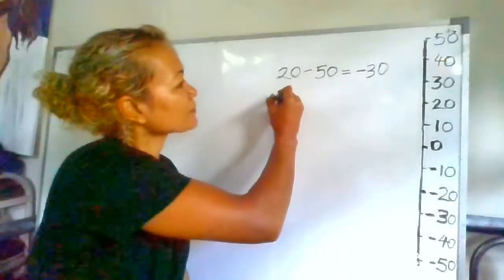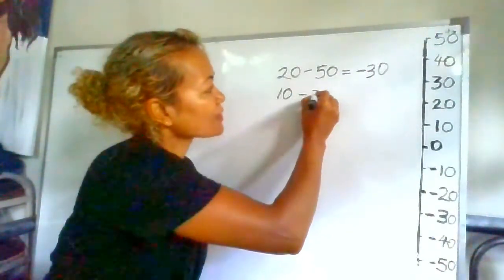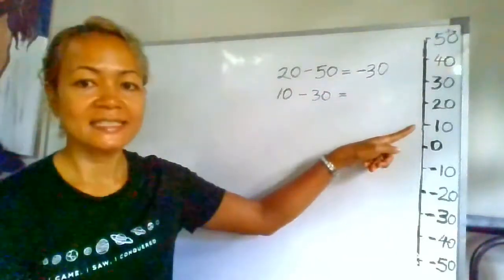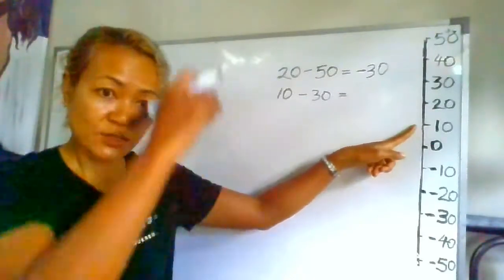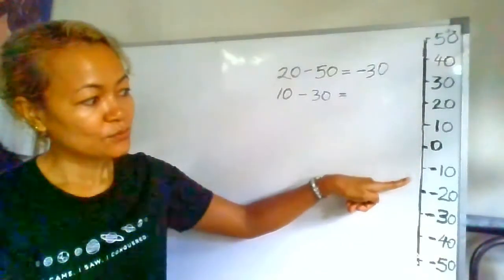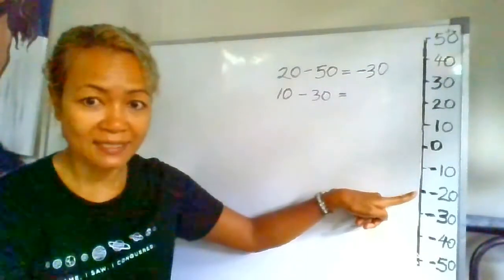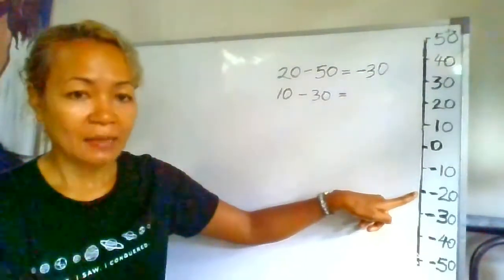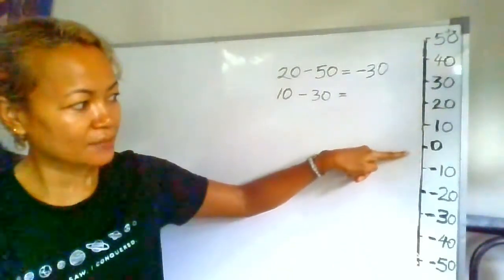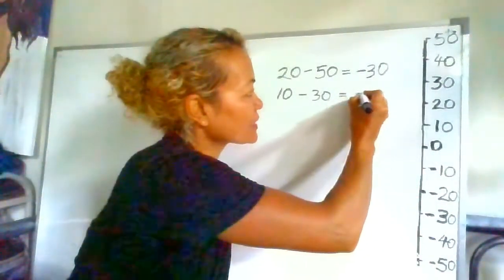Say 10 minus 30 equals. Start point is 10, minus 30, so you're going down 30, so you're going down 1, 2, 3 marks, so 30, you went down 10, 20, 30, right? And you end up at minus 20. So 10 minus 30, minus 10, minus 20, minus 30, you end up at minus 20, or negative 20. Same thing.